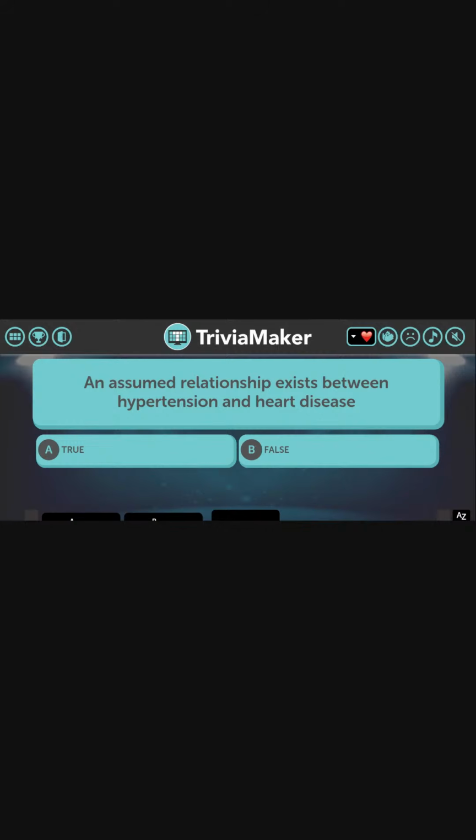All right, and I'm getting an overwhelming true from this one. And indeed, it is true. That was a great warm up to our circulatory section.